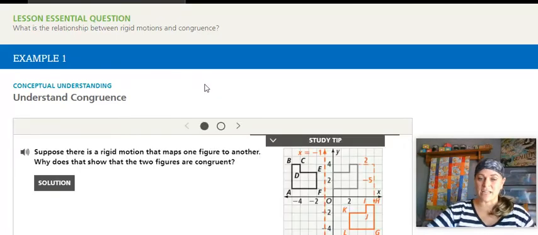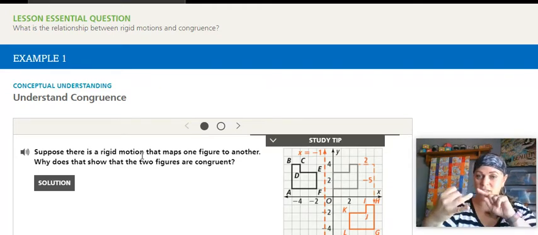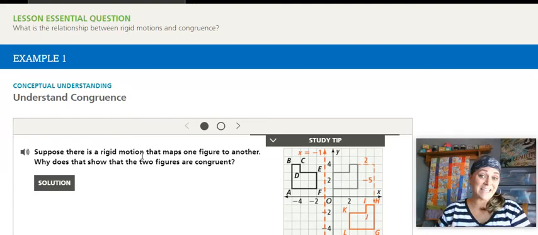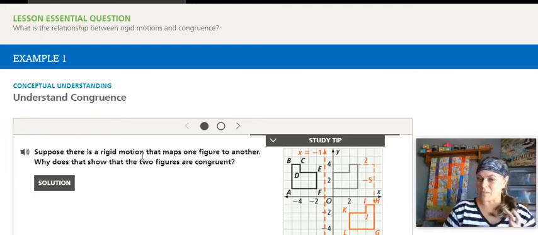Example 1, understanding what congruence is. It says, suppose that a rigid motion. Now, the things that we've talked about with rigid motion in the past topic were reflection, rotation, and translation, where it just moves the shape. It doesn't actually affect the shape. It doesn't change or manipulate the actual shape. It just moves the shape.